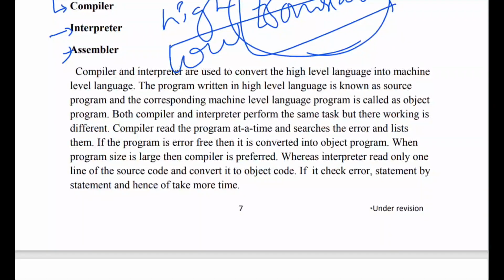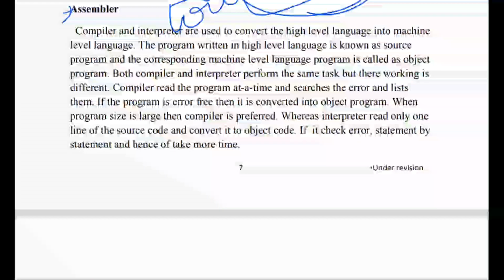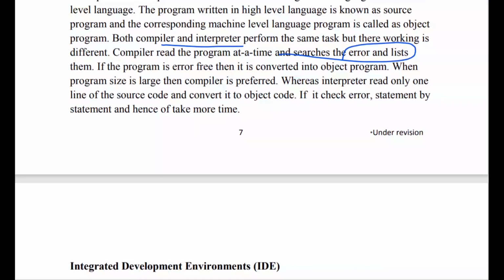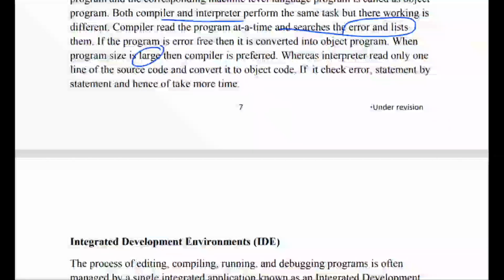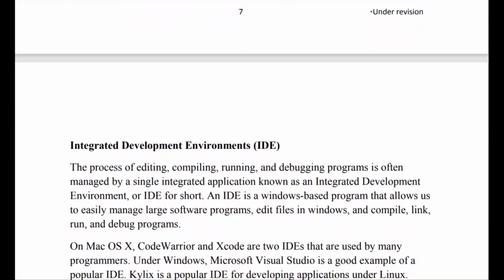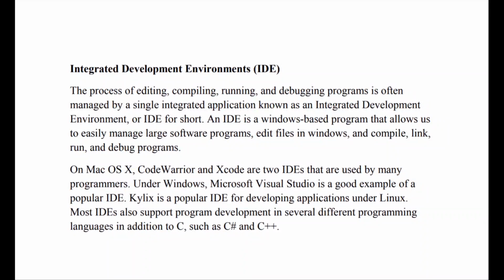The program written in the high level language is known as the source program, and the corresponding machine level language program is known as the object program. Both compiler and interpreter perform the same task, but the working is quite different. A compiler reads the whole program at a time, searches for errors and lists them. If the program is error free, then it is converted into the object program. When the program size is large, the compiler is preferred. Whereas an interpreter reads only one line of the source code and converts it into object code. It checks for errors statement by statement, and hence it takes more time.